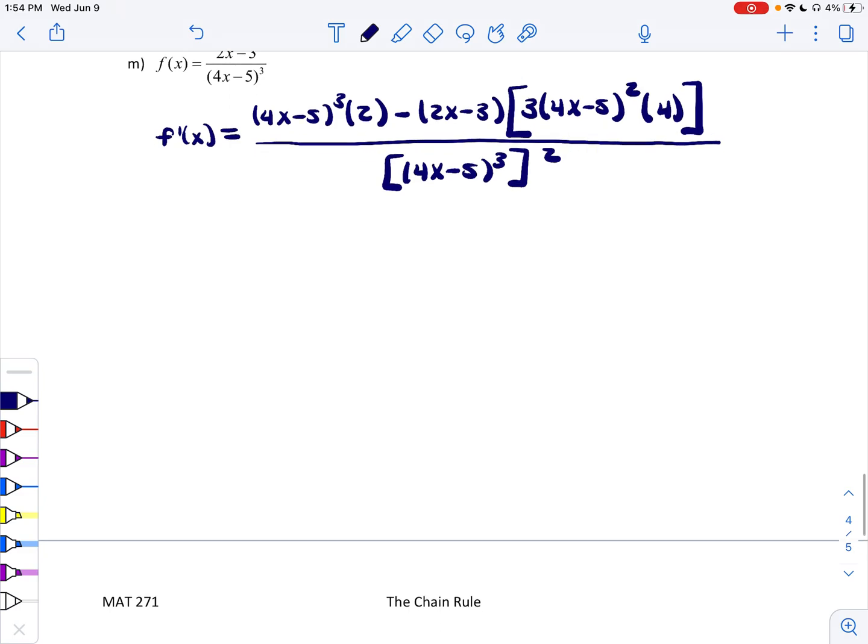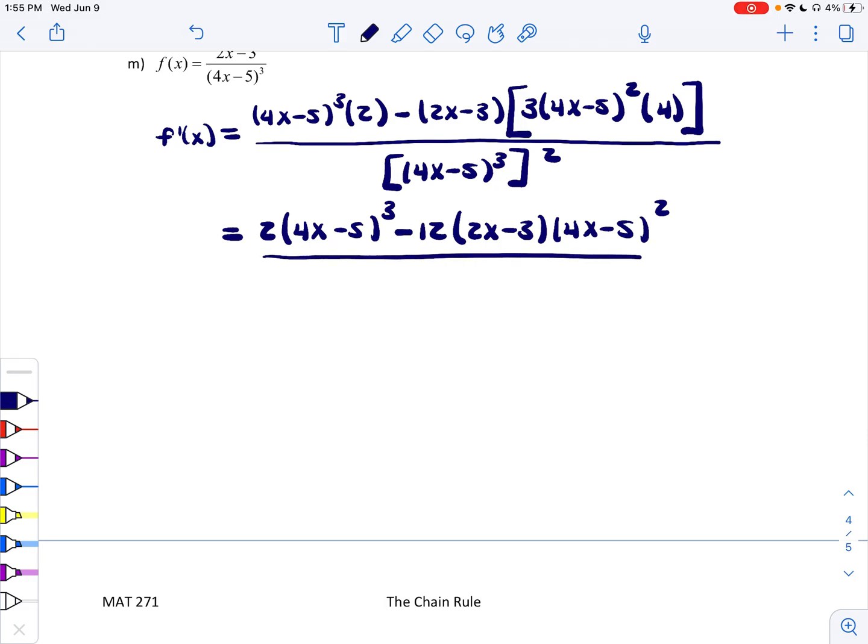All right, so now we just need to simplify. So our numerator, we're going to have 2 and then times 4x minus 5 quantity cubed. And then we're going to have minus. So over here, we can multiply the 3 times the 4 and give us a 12. And we still have a 2x minus 3 and a 4x minus 5 quantity squared. And that'll be all over 4x minus 5 to the power of 6.